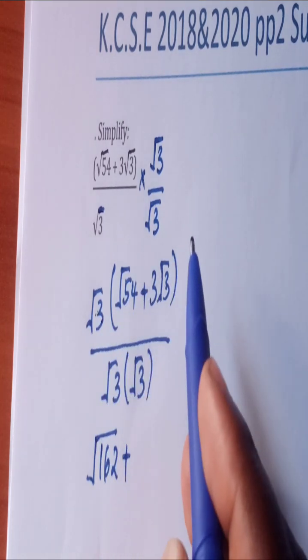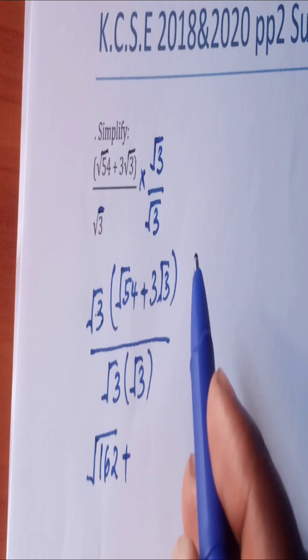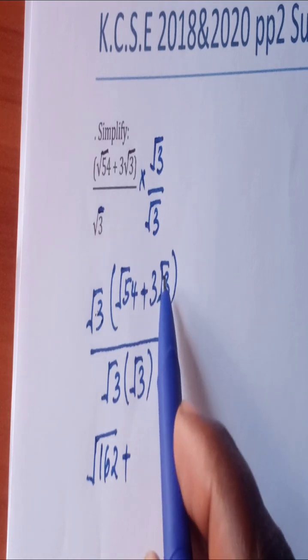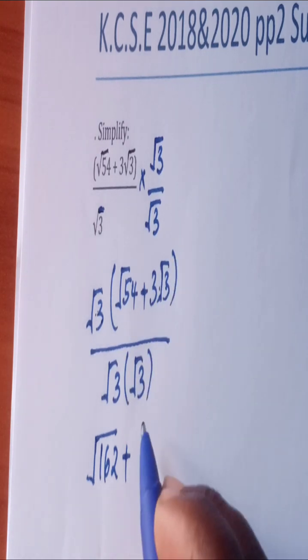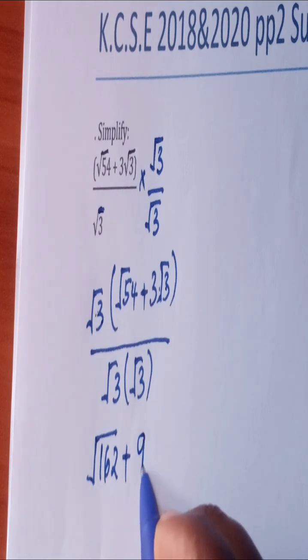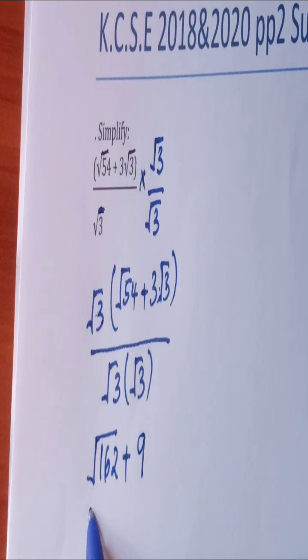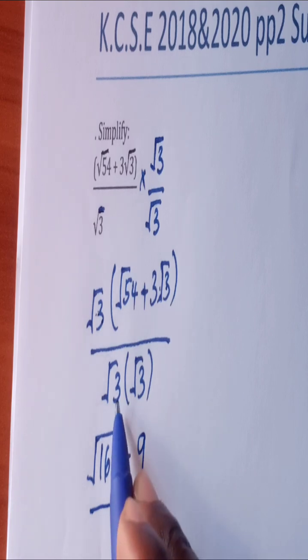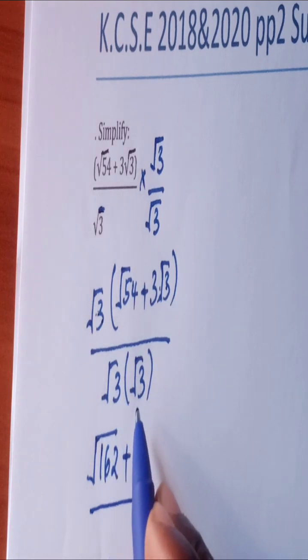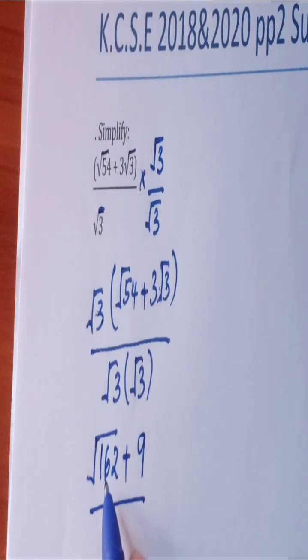Root 162 plus 3 root 3 times root 3, which is the same as 3 times root 9. The square root of 9 is 3, and 3 times 3 is 9. Under the denominator, root 3 times root 3 gives root 9, and the square root of 9 is 3. So we have over 3.